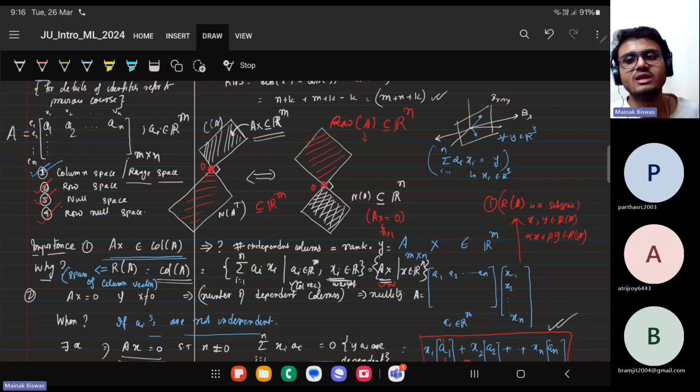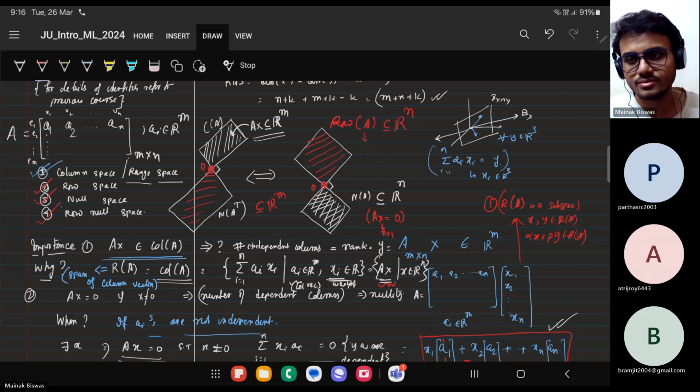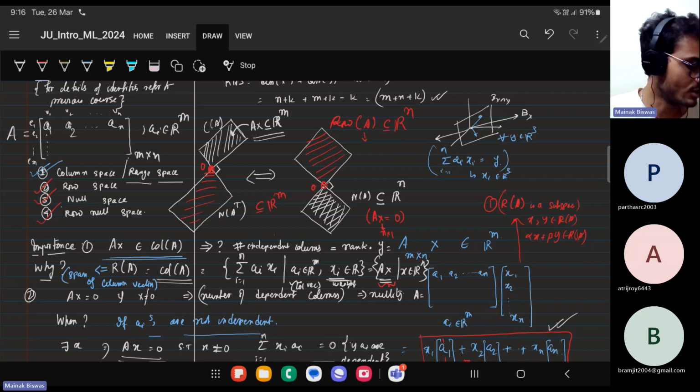Okay, how many dimensions does the linear combination of the rows that gives 0 have? So how many dimensions will your row space be or your null space be? Because you need n numbers to multiply with each of these columns, right? Yes. To get Ax equal to 0.